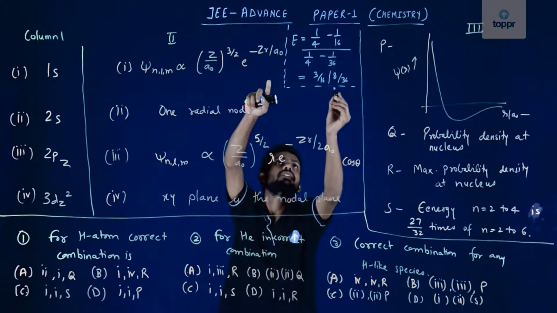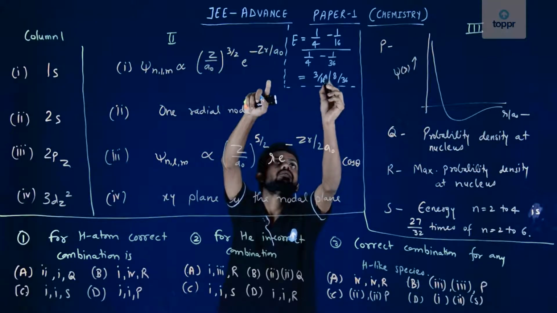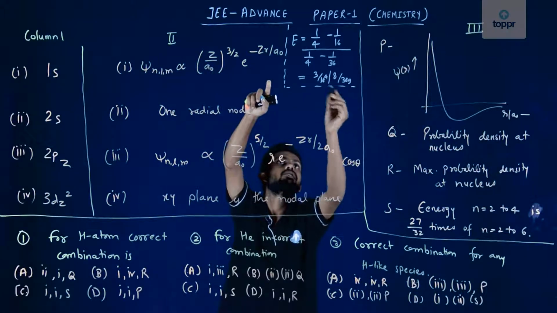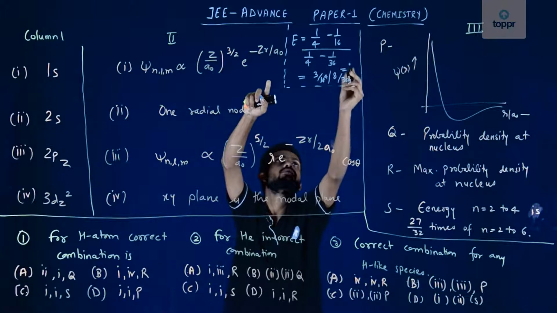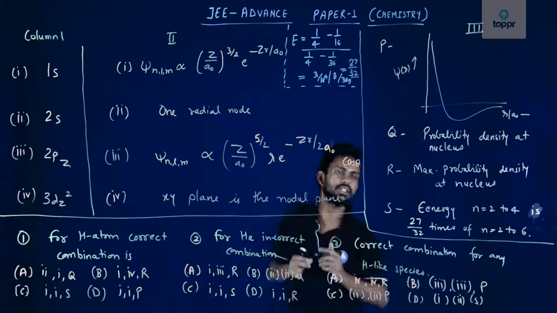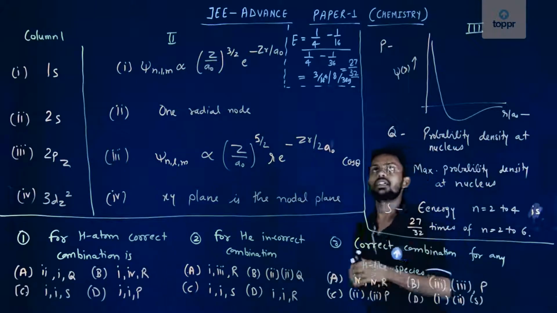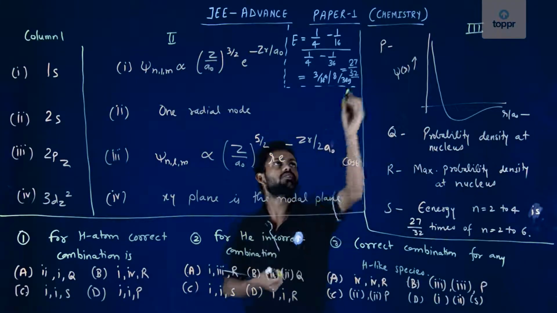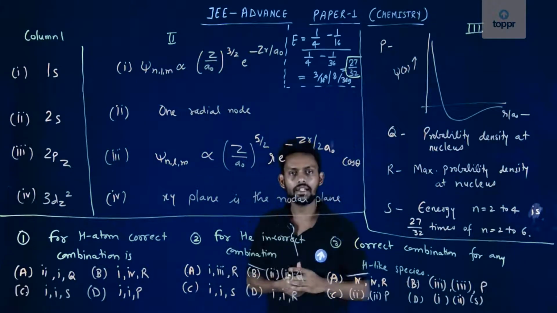So I can write this as 3 by 16 times 36 by 8, which simplifies with 4. So 9 3s are 27, 8 4s are 32. So the answer is 27 by 32, and this option is correct. From this calculation, I know this option is correct. How did I do this calculation?